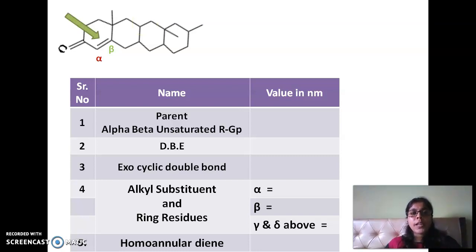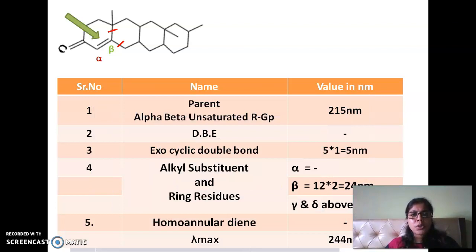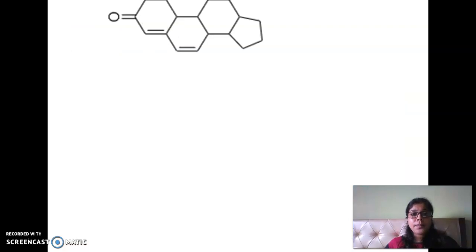Now I go for determining alkyl substituents. At alpha, I do not have anything. At beta, I have 2 ring residues. So per beta, I have plus 12 to be added. So 12 into 2, that is 24. Do I have a homoannular diene? No. So my answer comes to 2 and 5, 1 exo, 2 ring residues at beta. Total is 244 nanometer. Okay. We go for the next sum.